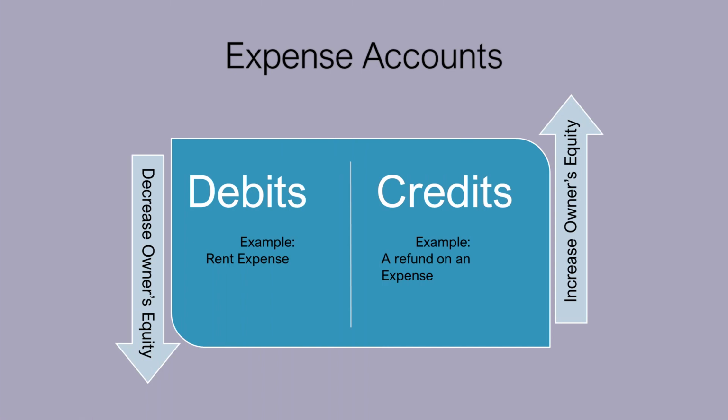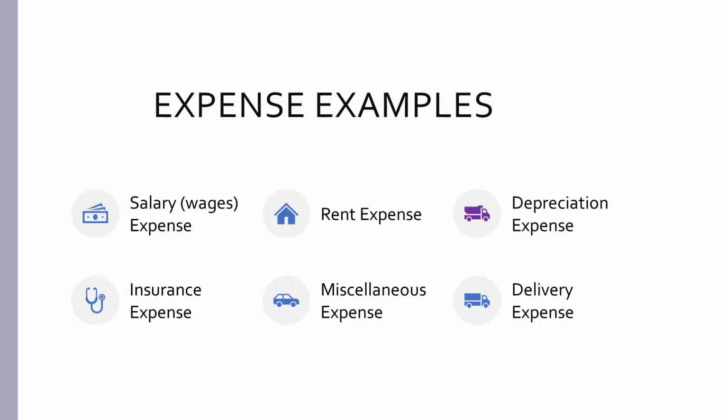Expense accounts have debit balances. An example of a debit to an expense account would be rent expense. Rent is a decrease to owner's equity. An example of a credit to an expense account would be if you received a refund on an expense, such as when a mistake was made on your rent bill. A credit to an expense account would be an increase to owner's equity. Examples of what you would enter in an expense account are salaries, rent, insurance, delivery charges, and depreciation.